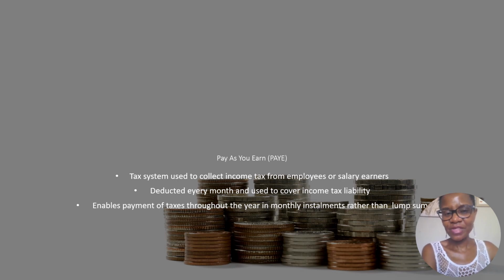The second type of tax is called pay as you earn, or PAYE as it is normally referred to in South Africa. And this is a mechanism for SARS, which is the Revenue Authority, to collect income taxes from employees during the year. If you are an employee, this means that your employer will deduct a portion of your salary each month to cover your income tax liability. This system is designed to make it easier for you to pay your taxes throughout the year rather than having to pay a lump sum at the end of the year in question.